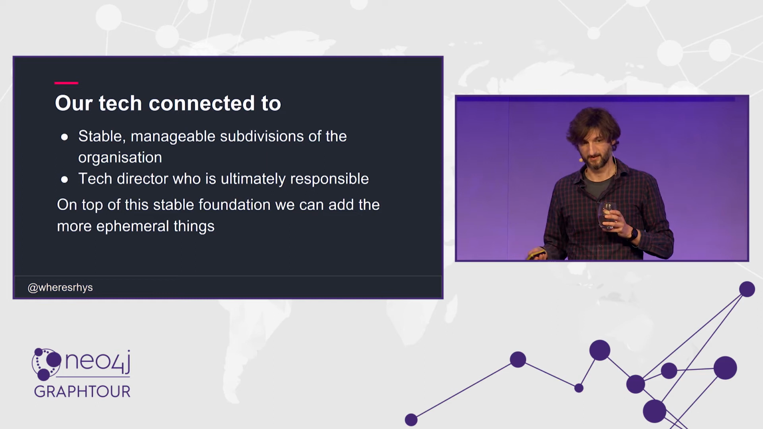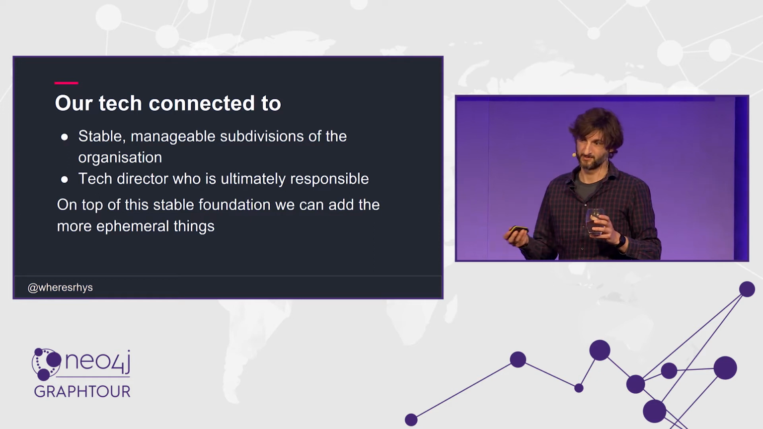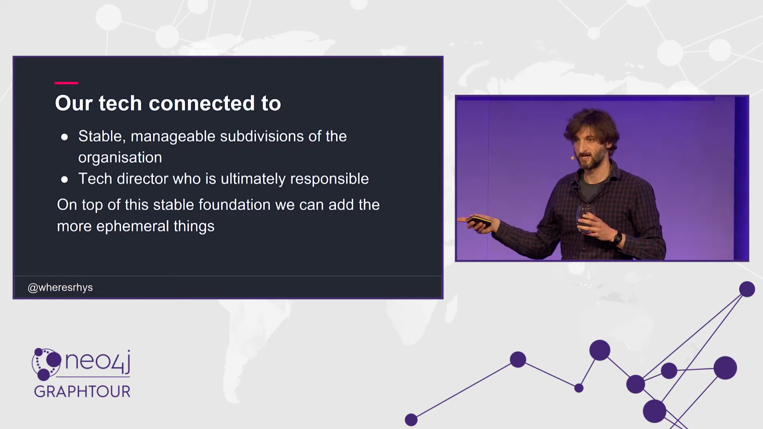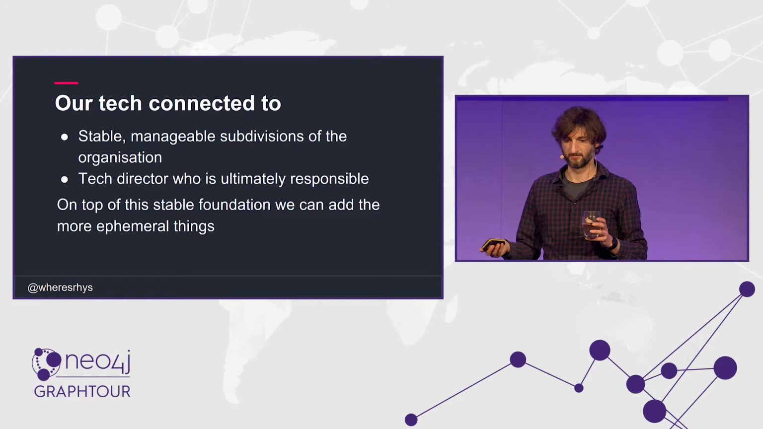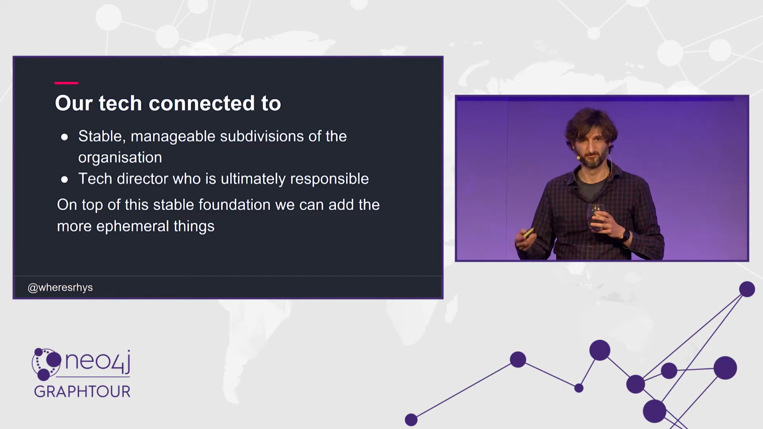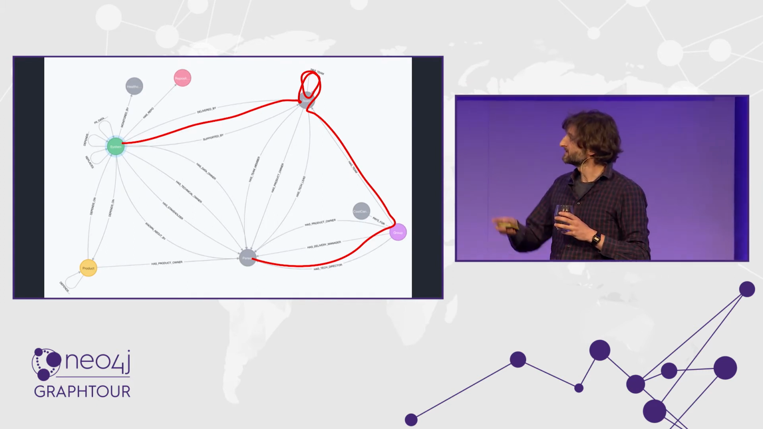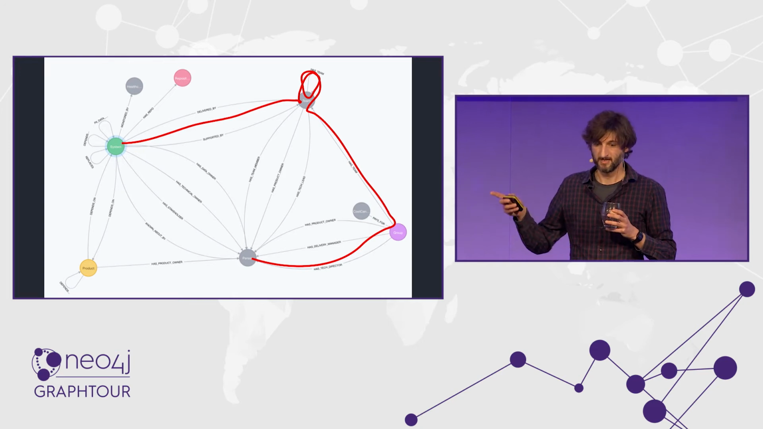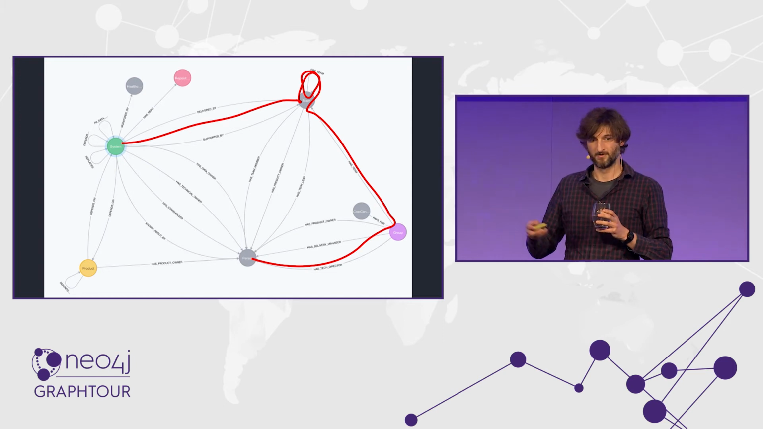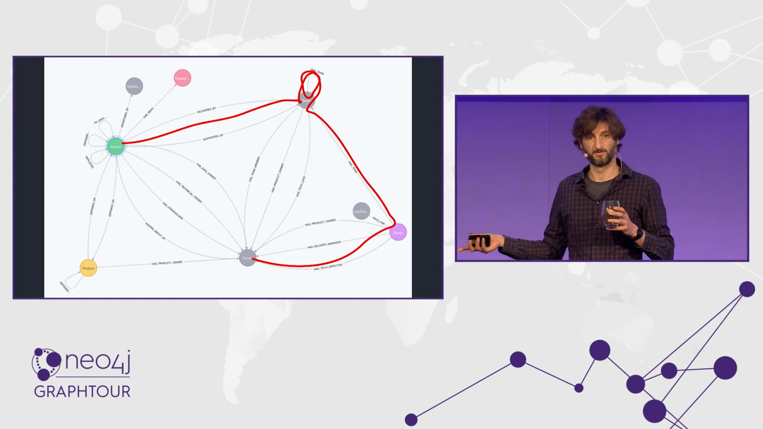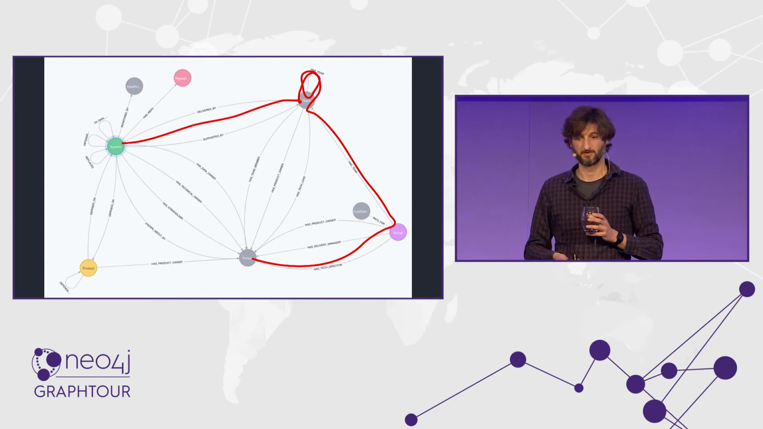So what we have there is each bit of tech is connected to stable subdivisions of the organization. We don't have that many teams and they don't change very often. And that gives us a route all the way to the tech director, which is a senior person in the company who's ultimately responsible. So once we've got that stable foundation, we can then start adding the things we actually really, really care about. So our graph actually looks like that. Between systems and people, we have connections such as GDPR data owner or technical owner. And the beauty now is if that person moves on, we're not left hanging with a record pointing to someone who's no longer there. We're able to follow it through to the team, and if necessary, the tech director, to say, tell us who's responsible.